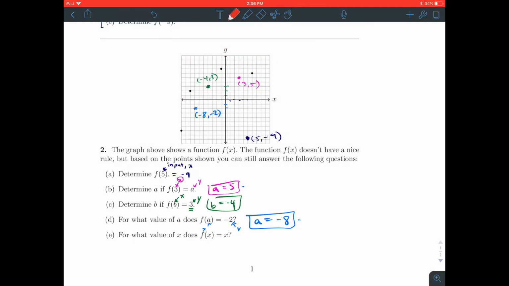All right, and part E is me being really sneaky or clever, trying to be at least. So for what value of x does f of x equal x? And you might think this is a typo, but it's not a typo. So reading this one's a little bit tricky. So f of x equals x.